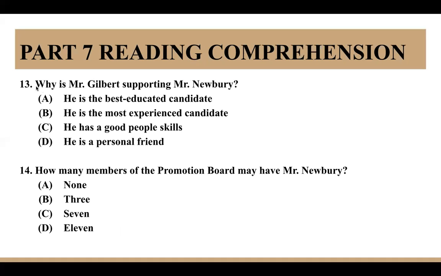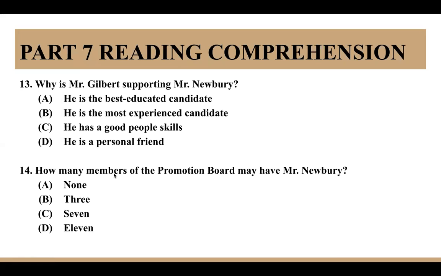Good, right? Why is Mr. Gilbert supporting Mr. Newberry, Christopher Newberry? He is the best educated candidate. He is the most experienced candidate. He has good people skills, friendly, is that right? Or even he is a personal friend. So this kind of question is kind of paraphrasing. So you can see the form of writing here is quite different from what you got from the text, right? So you need to interpret the similarity and then try to choose the correct one. So the answer we go for is C here. Everyone type C for me, please.